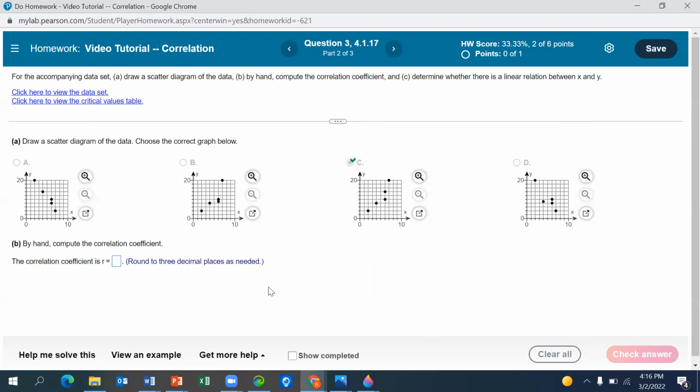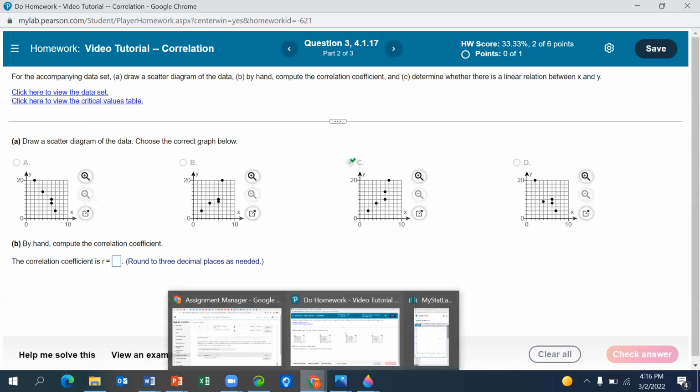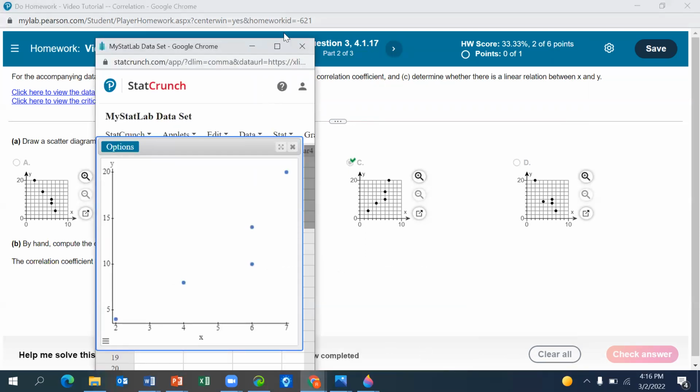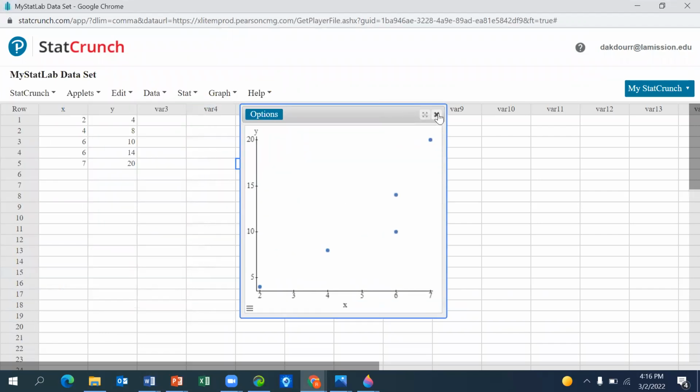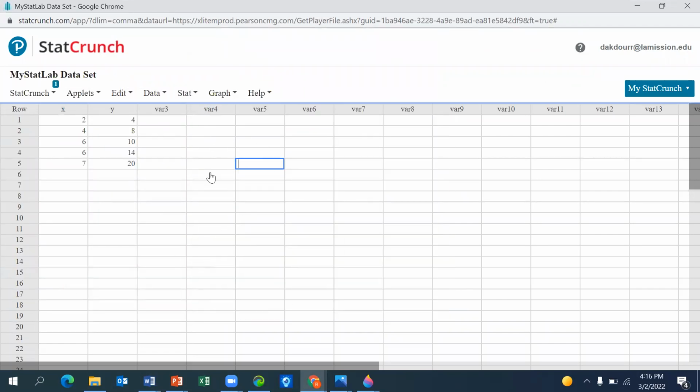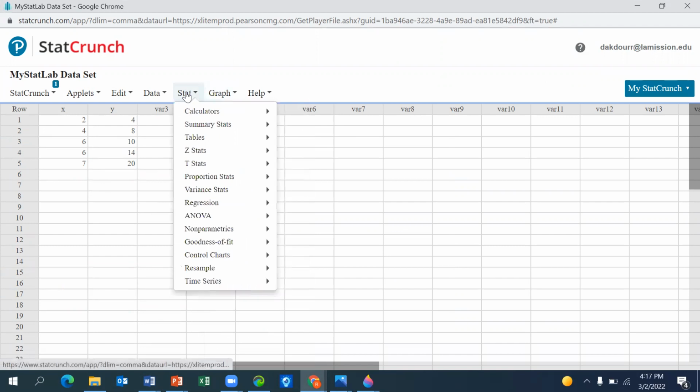Well, you can go back to StatCrunch, or if you still have it, let's redo it here. Let me see if I can still reopen it. Yep. We need the correlation. I do not need this anymore, so I can remove this. This is the information I need. We need to find R. I don't need to graph now. I need to go to Stat.